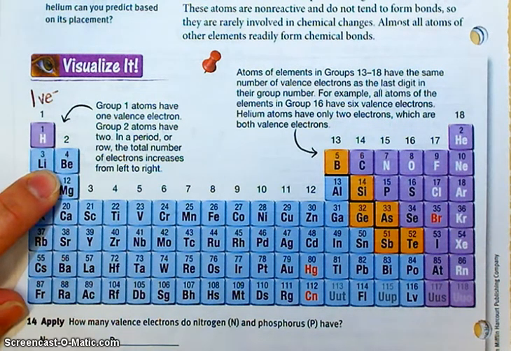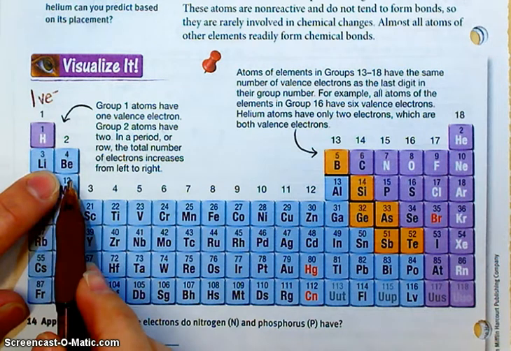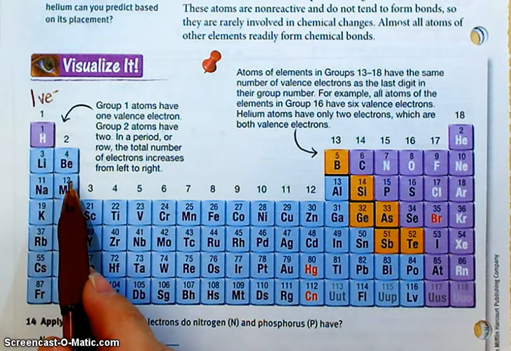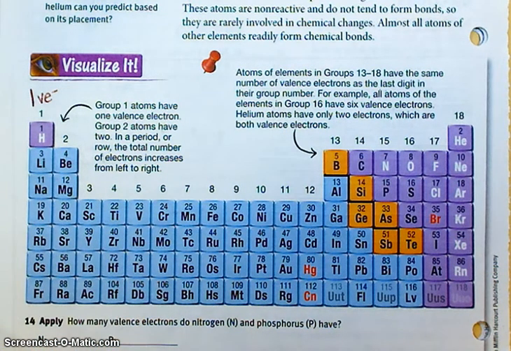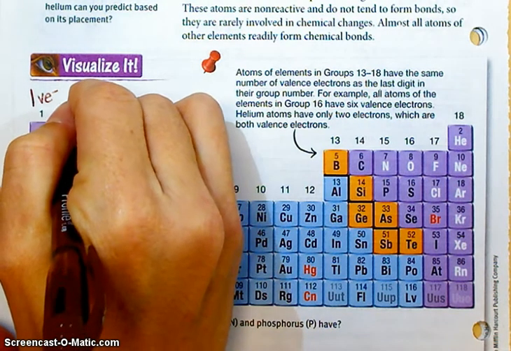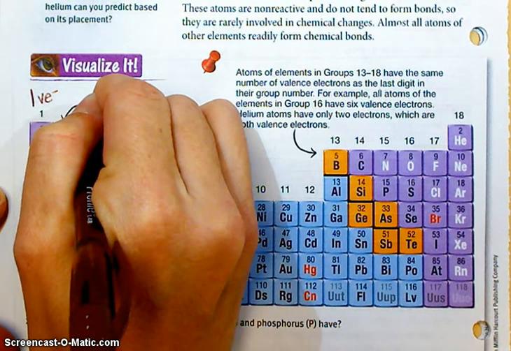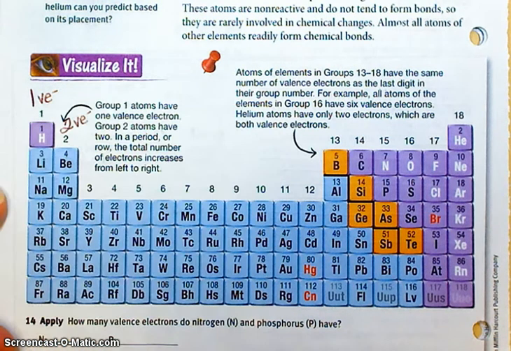Okay, in column 2, let's do beryllium just for fun. Beryllium has an atomic number of 4. If it's neutral, it also has 4 electrons. 2 go in the first energy level, which leaves 2 for the second energy level, so it has 2 valence electrons. Everything in column 2 has 2 valence electrons. Okay?